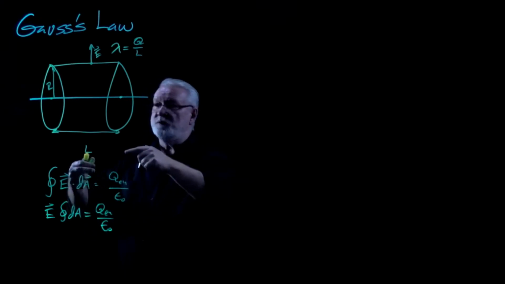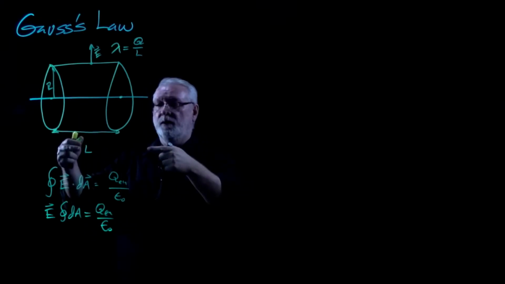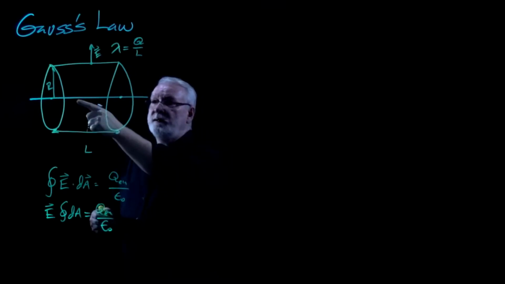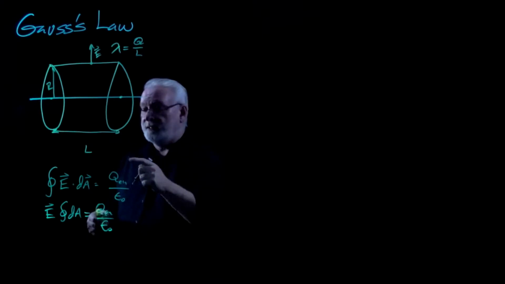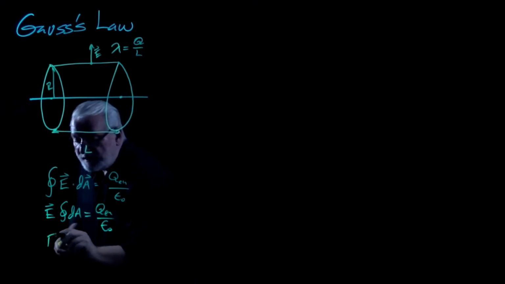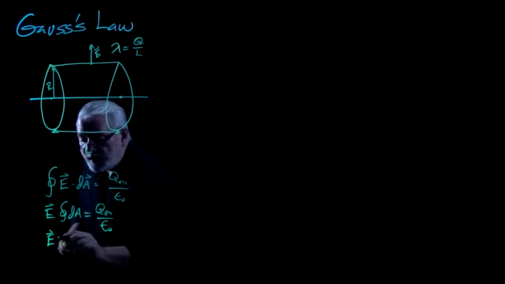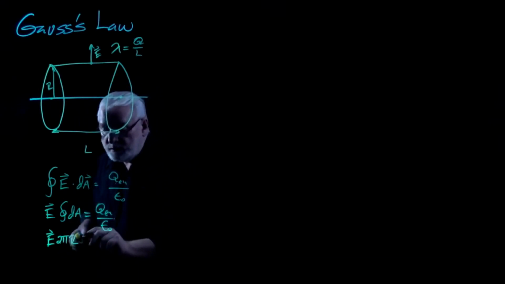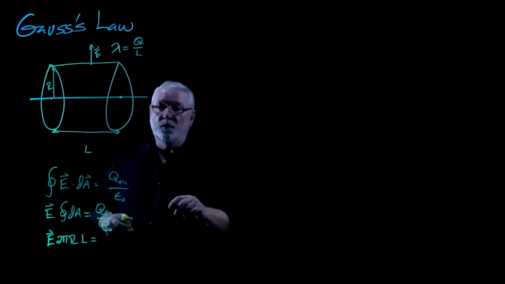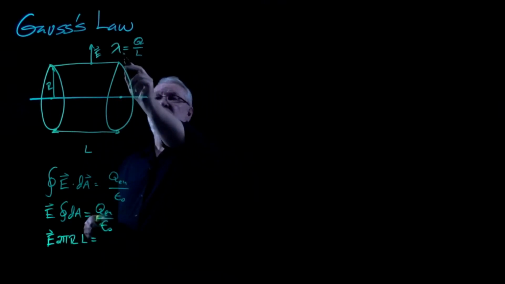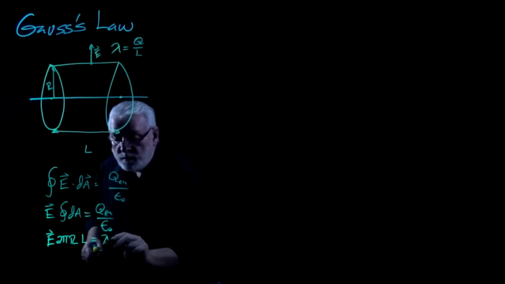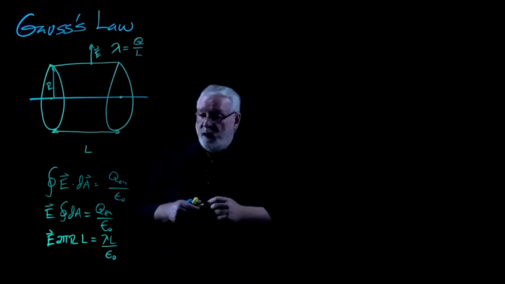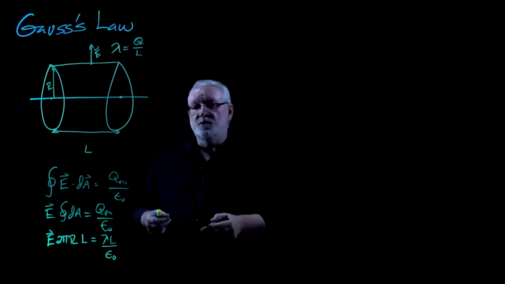First, what's the surface area of the side of a cylinder? And of course, that's equal to the circumference of the end cap, 2 pi r, times the length of the side. So it's E times 2 pi r times L, and that will equal the enclosed charge, which is lambda L, divided by E naught. And you can see our final step here is the instrumental one.